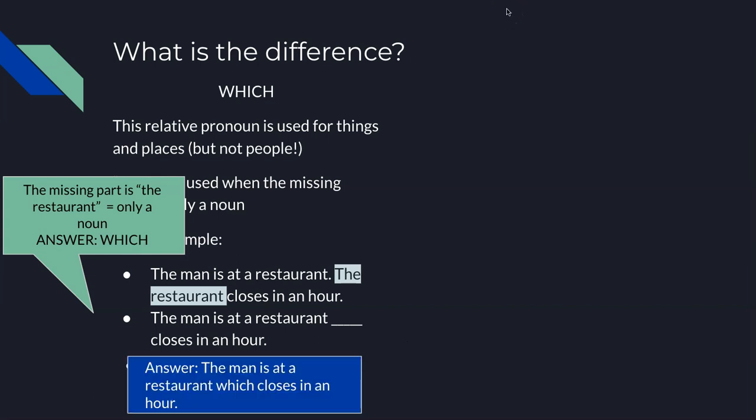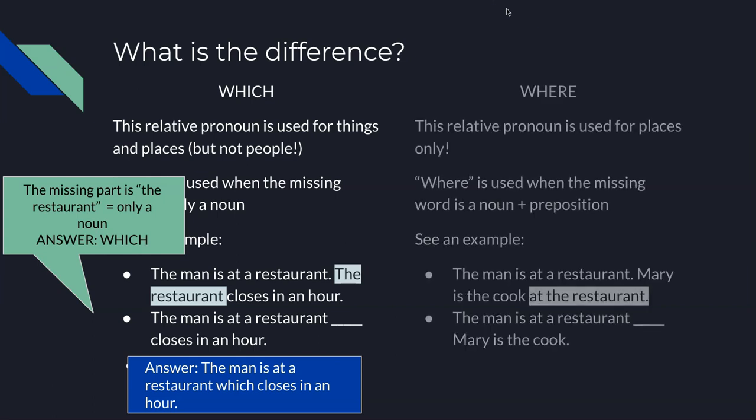Now let's take a look at the pronoun where. Where is a relative pronoun that is used for places only. And we use this pronoun when we are connecting clauses and the missing part is a noun with a preposition. So let's take a look at an example. If I have two sentences, two clauses, the first one is, the man is at a restaurant. The second is, Mary is the cook at the restaurant. Restaurant, again, is where I can find the connection, the place where I can put these two clauses together.